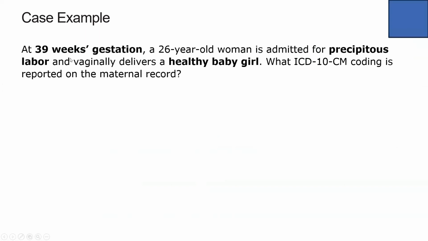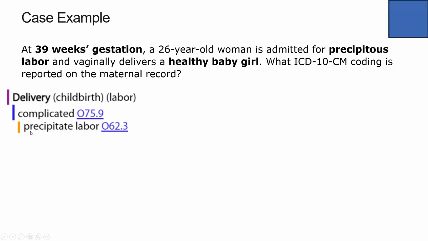So we have at 39 weeks gestation, a 26-year-old woman is admitted for precipitous labor and vaginally delivers a healthy baby girl. What ICD-10-CM coding is reported on the maternal record? Now, I want you to pause the recording, and with the principles that we've learned so far, go ahead and code the chart and see how you do.